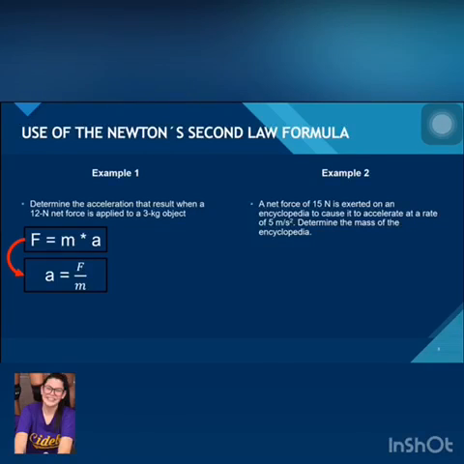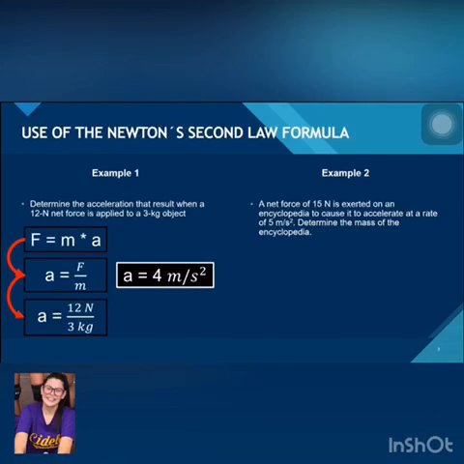Now we can substitute the data that the problem gave us, which means we have acceleration equals 12 newtons, which is the force, divided by 3 kilograms, which is the mass. Now, the only thing you have to do is the operations. So we have that acceleration is equal to 4 meters per second squared.